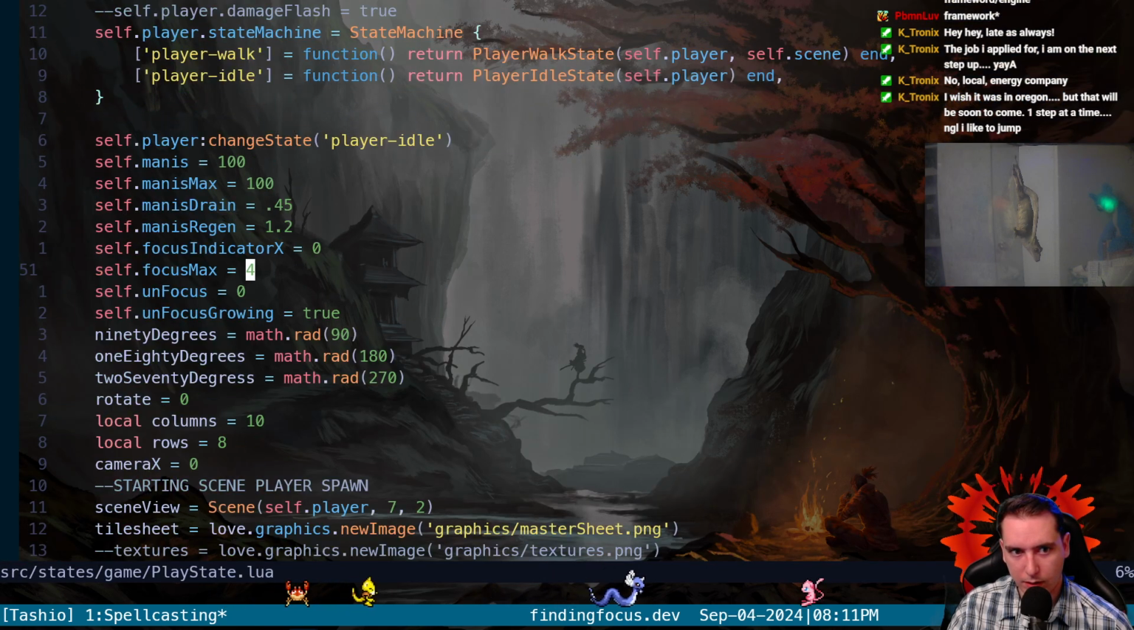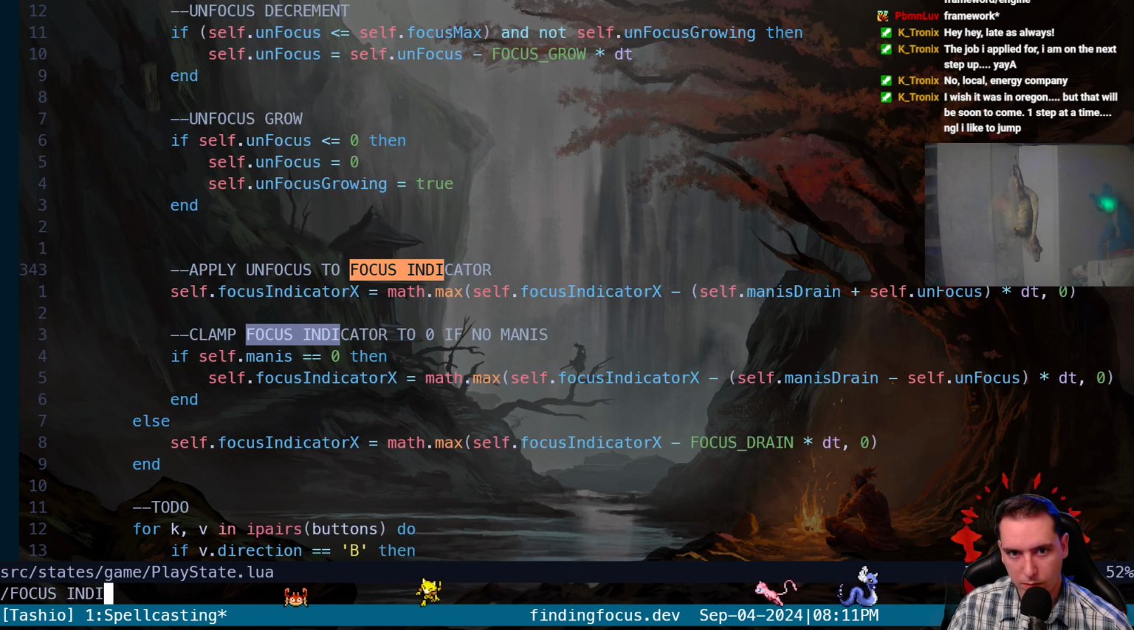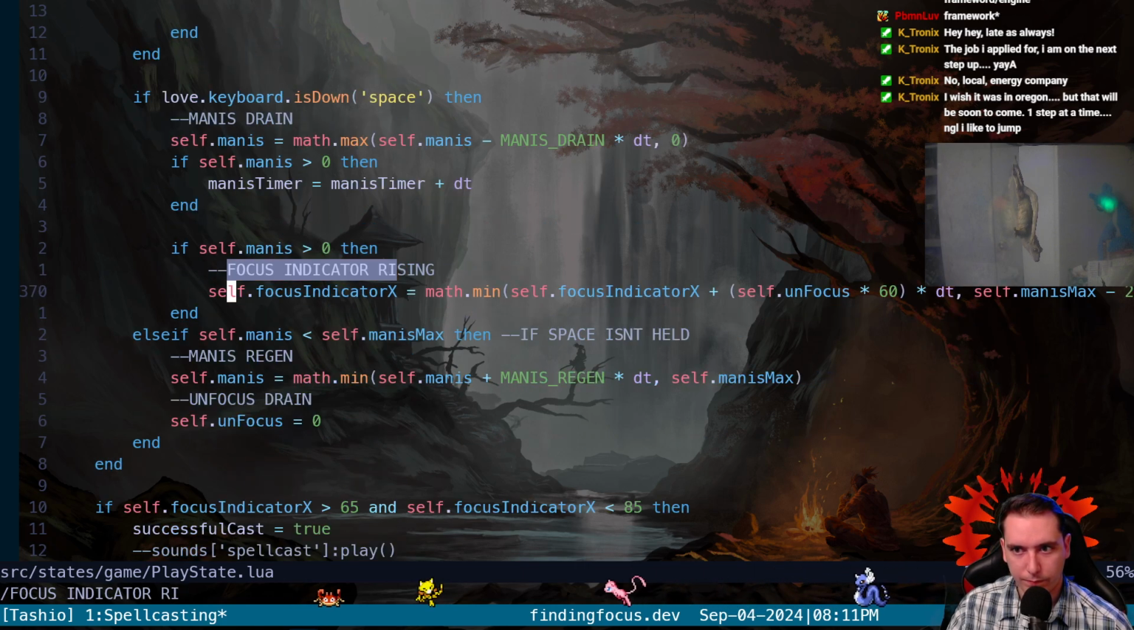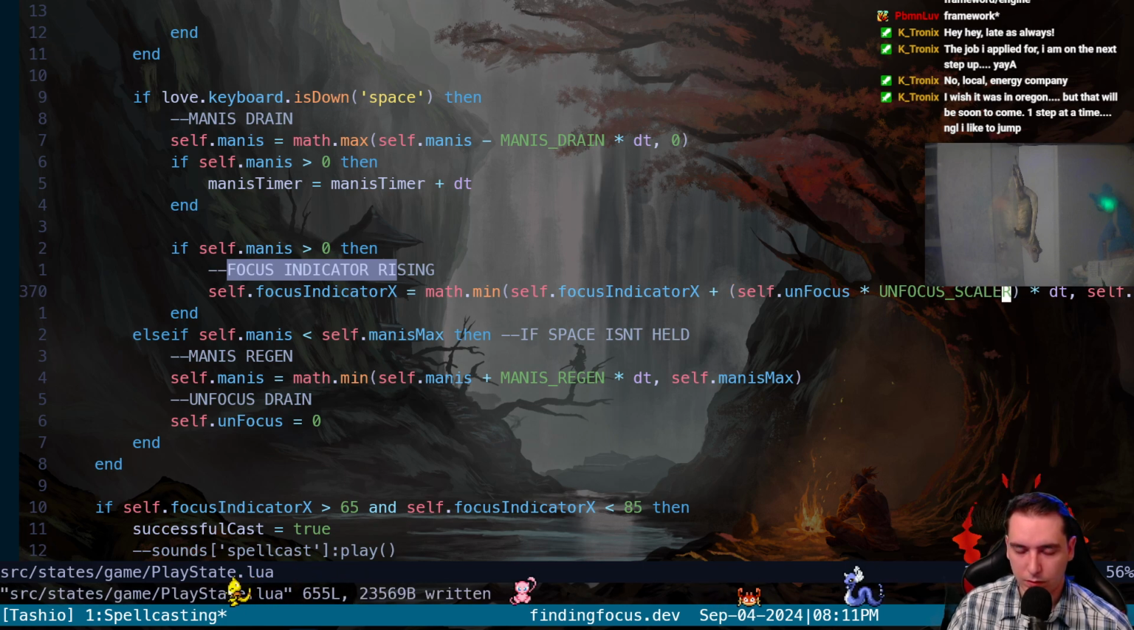So let's go find that real quick. Where are we? Here. Okay, so instead of 60 here, I would just call it unfocused scalar. I don't know. That's what it's doing, it's just taking our unfocus and scaling it so that when we properly scale it by delta time, it doesn't just eat it up into oblivion.